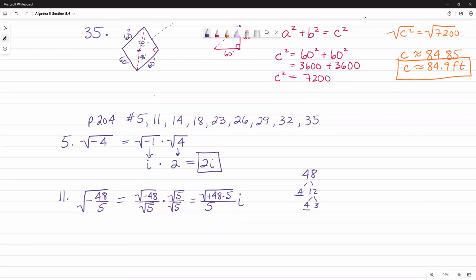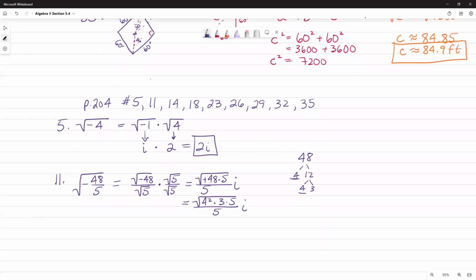So essentially, I can go ahead and write that. I'm going to do it this way. I kind of do it different ways. This is 4 squared, so I've got 2 of them. 4 times 4 times 3. So 4 times 4 times 3 times 5 over 5. Keep that I on the outside so I don't forget about it.